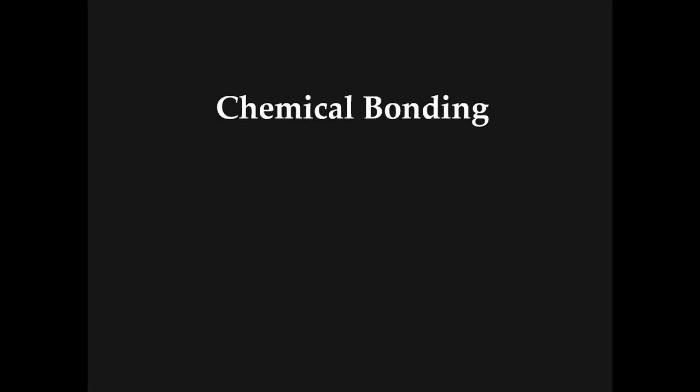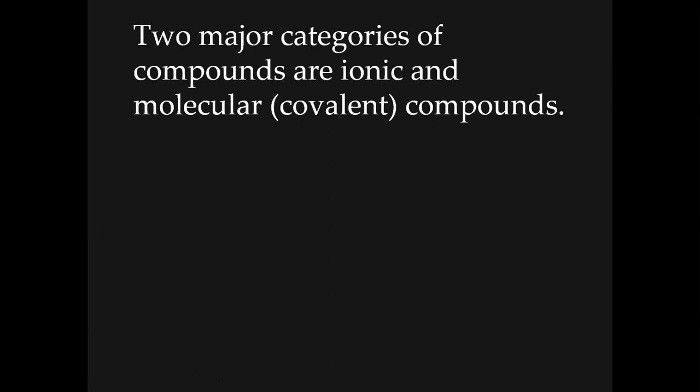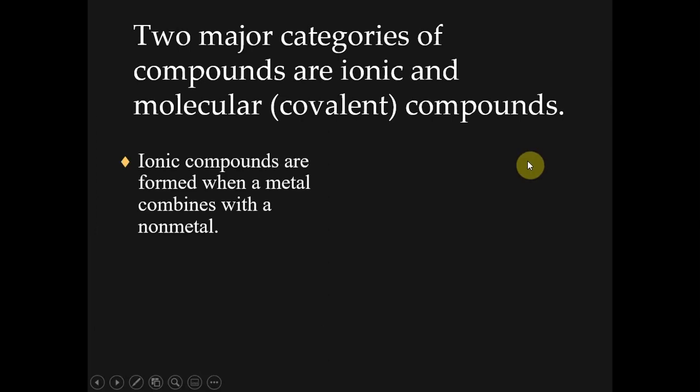Chemical bonding. We have two major categories of compounds that you used to learn in grade 9 and 10. And those are ionic compounds and molecular compounds. Molecular compounds are also called covalent compounds.